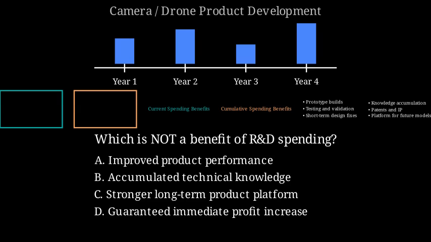Option C says stronger long-term product platform. That is also a benefit of cumulative spending. You can reuse your electronics, firmware, and design tools for the next generation. So C is a benefit.